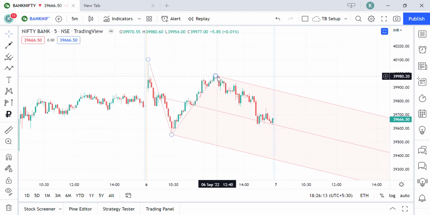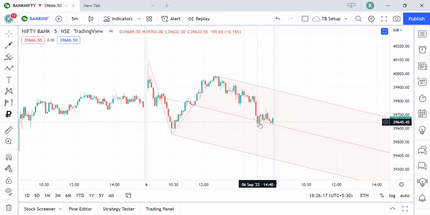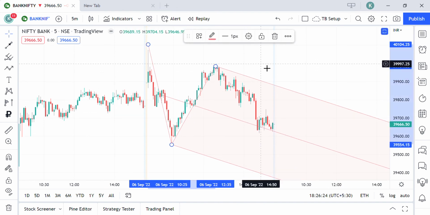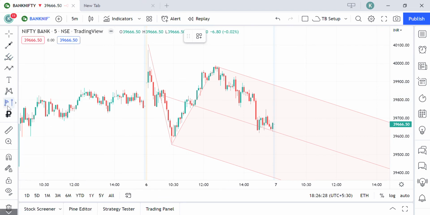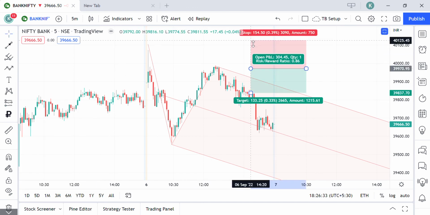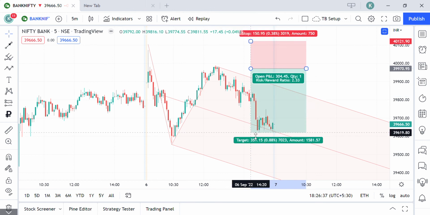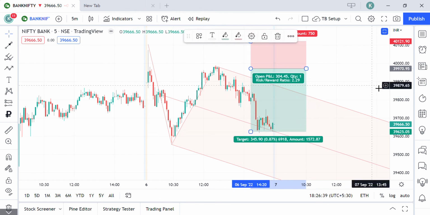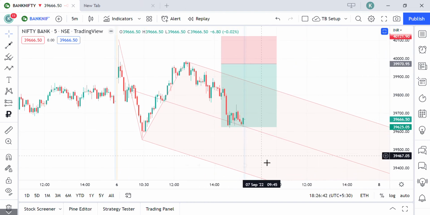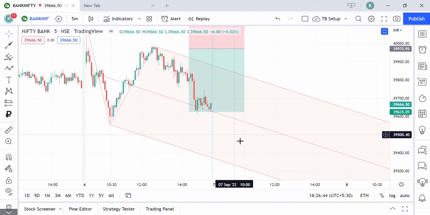Price respected the pitchfork at the very edge and then touched the downward midline, the median of this pitchfork. So this gave us a risk reward ratio of how much? 1 is to 2.29.